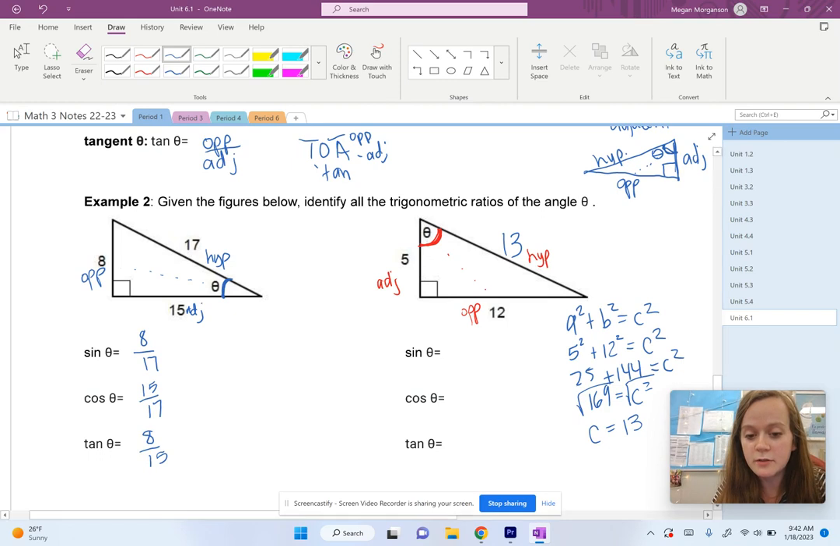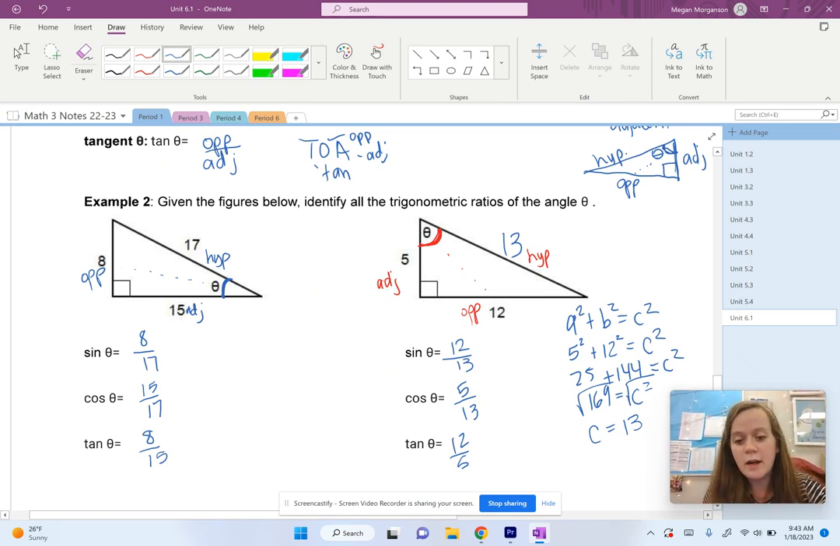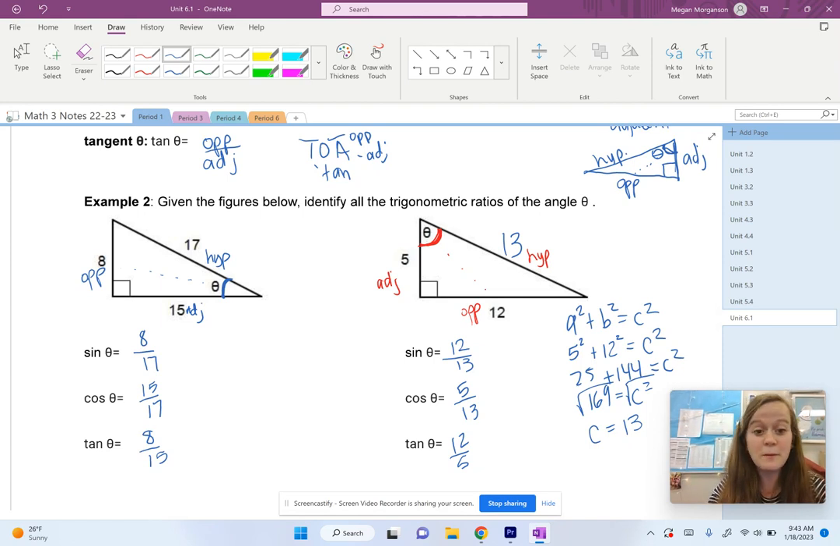I will put them in right here. So sine is opposite over hypotenuse. So 12 over 13. Cosine is adjacent over hypotenuse. So 5 over 13. And tangent is opposite over adjacent. So 12 over 5. Once you know what the sides are, and once you can figure out opposite and adjacent, it's not too bad. I hope that was helpful. Ask your teacher if you have any questions.